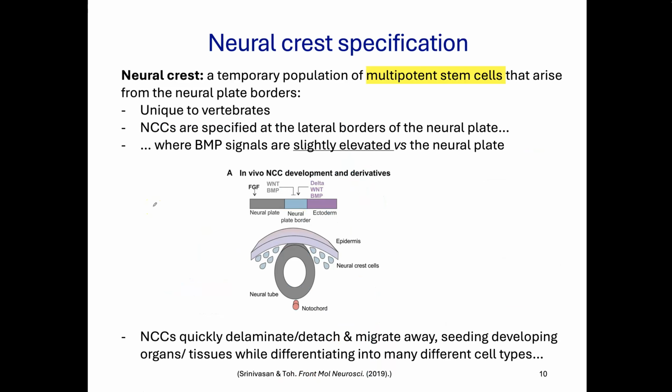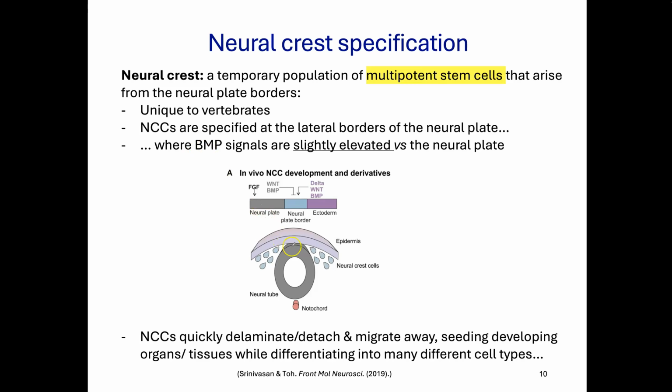Okay, so we're going to talk now for the rest of the time about the neural crest, how it's specified, and then what it ends up contributing to. So neural crest is a temporary population of cells, and these are stem cells. They are multipotent, which means they can form many types of cells, and they arise from the borders of the neural plate.